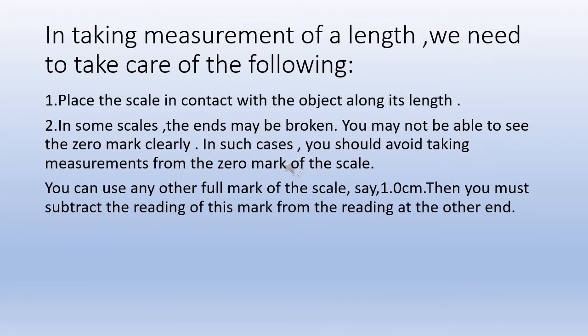In taking measurement of a length, we need to take care of the following. First, place the scale in contact with the object along its length. In some scales, the ends may be broken. You may not be able to see the zero mark clearly. In such cases, you should avoid taking measurements from the zero mark of the scale. You can use any other full mark of the scale, say 1.0 centimeter. Then you must subtract the reading of this mark from the reading at the other end.